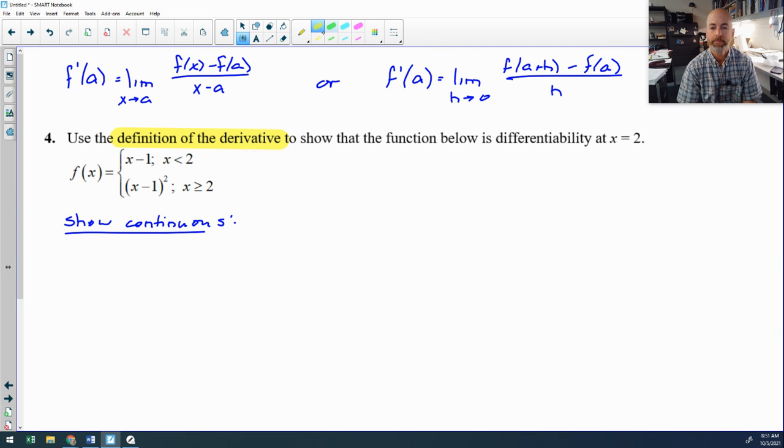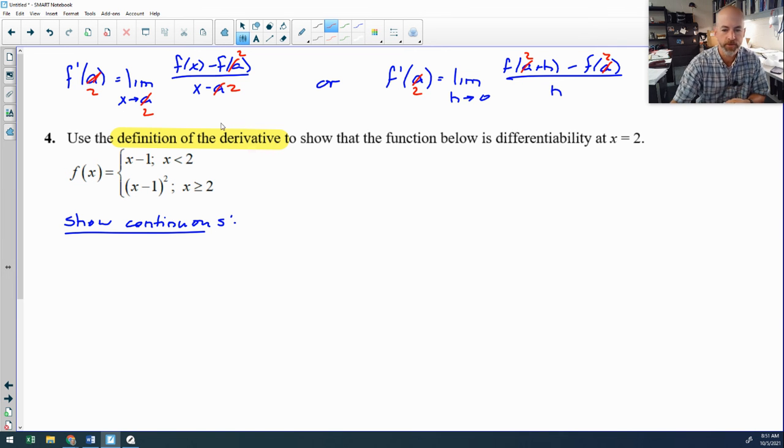So here, I'm trying to show differentiability at x equals 2. So I'm going to replace all of my a's with 2. So f of x minus f of 2 over x minus 2 as x approaches 2. And over here, f prime of 2 would be f of 2 plus h minus f of 2 over h. So I'm going to replace those a's with a 2. But I only need to go through all of that if the function is continuous.